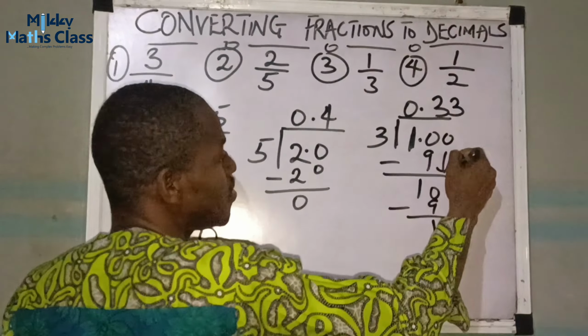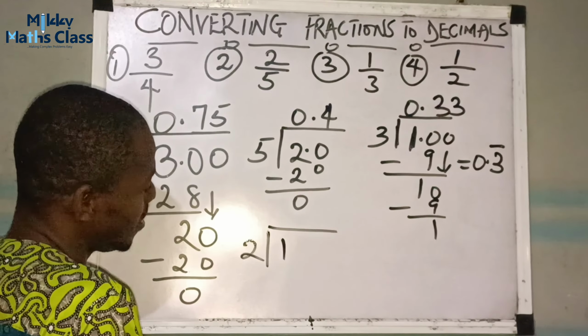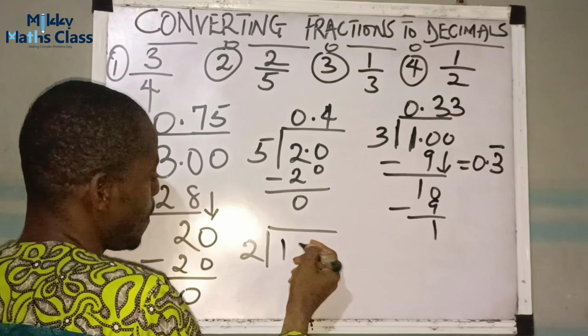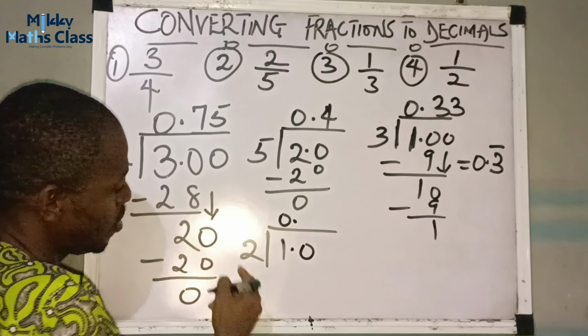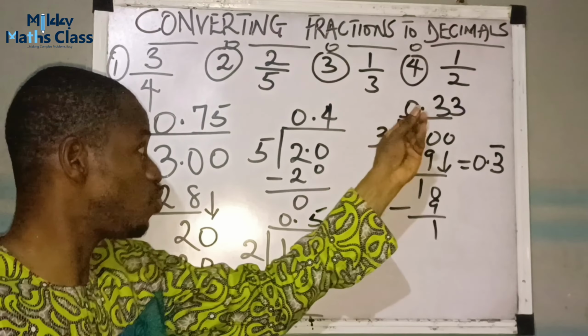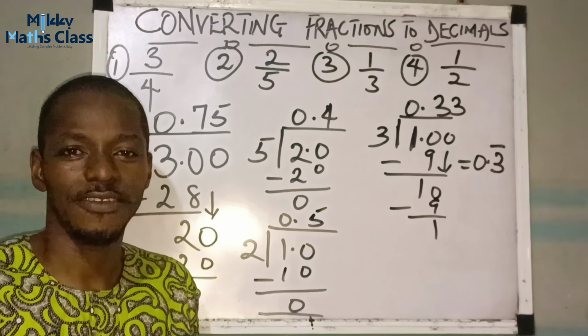All right, the last one, 1 divided by 2. We'll put our 2 here. We'll put our 1. Is it possible for me to divide 1 by 2? No. So I put my 0.0, and of course I put 0 here. I put my point. 2 in 10, that's 5. 5 times 2, that's 10. That's 0. That means 1 over 2 as a decimal is the same thing as 0.5.